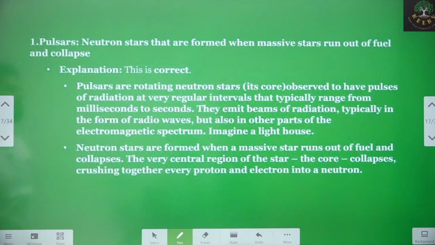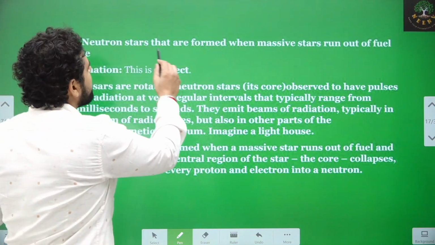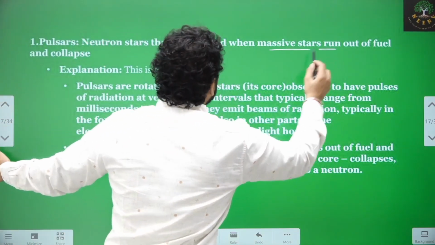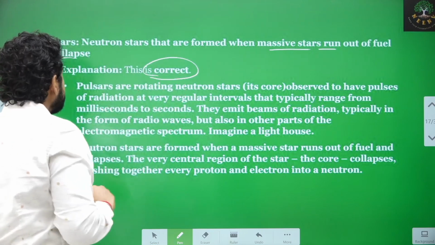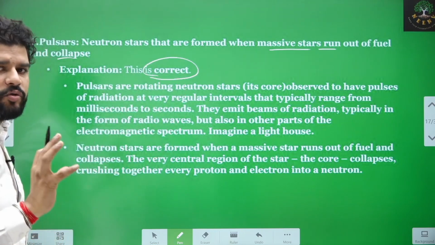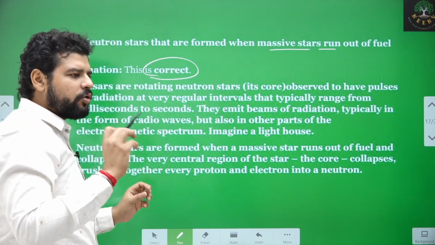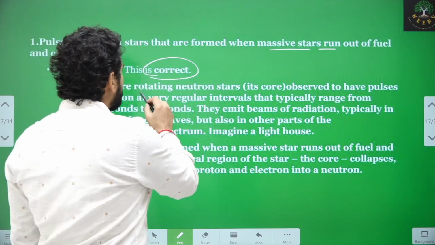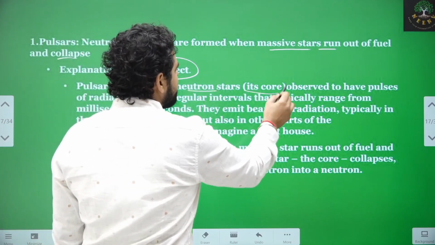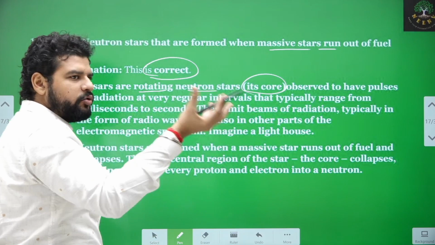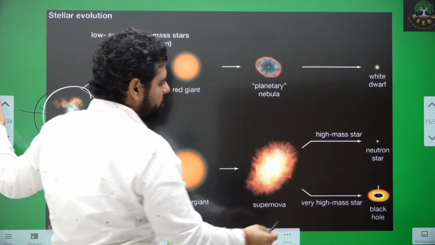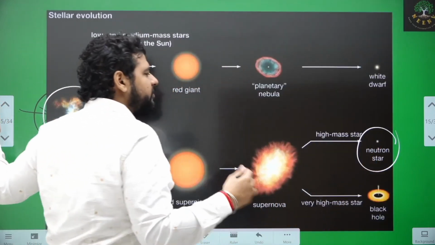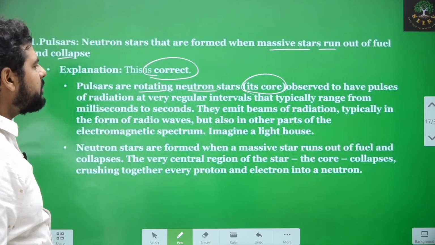Third one is pulsars: neutron stars that are formed when massive stars run out of fuel and collapse. So this is the only correct pair. Pulsars are a type of neutron star. Pulsars rotate very fast, so they are rotating neutron stars. That means the core that is left. After the star dies, it turns into a neutron star. And a fast rotating neutron star is called a pulsar.